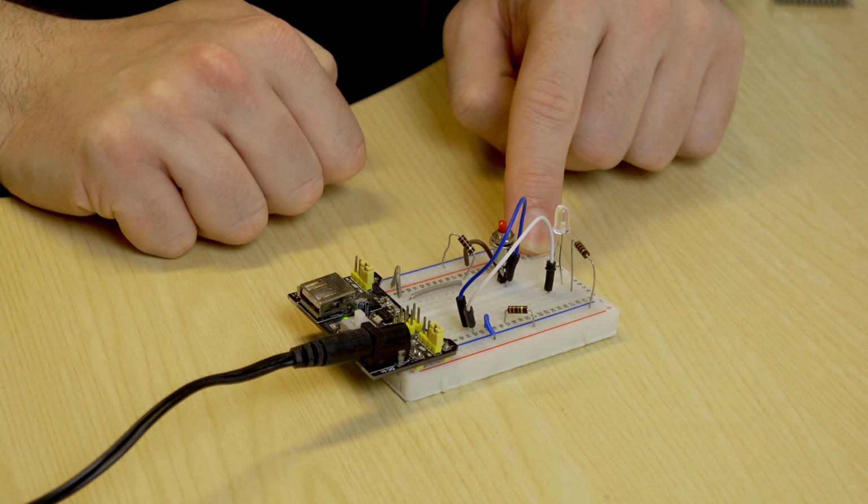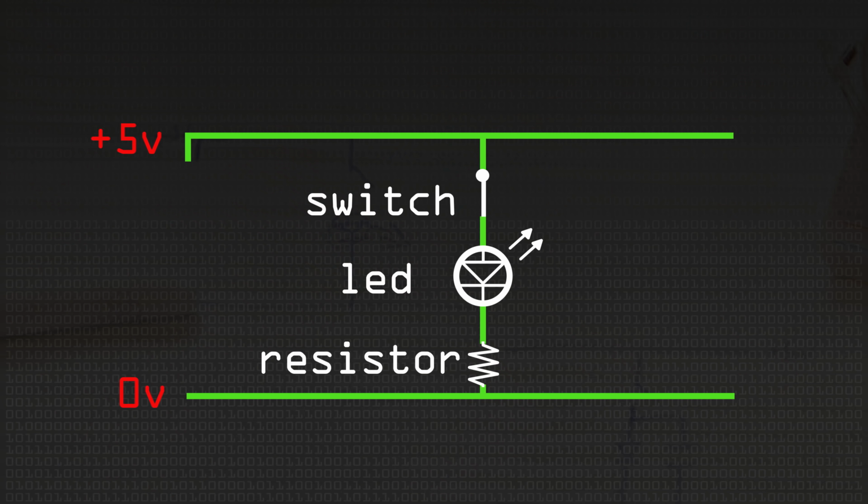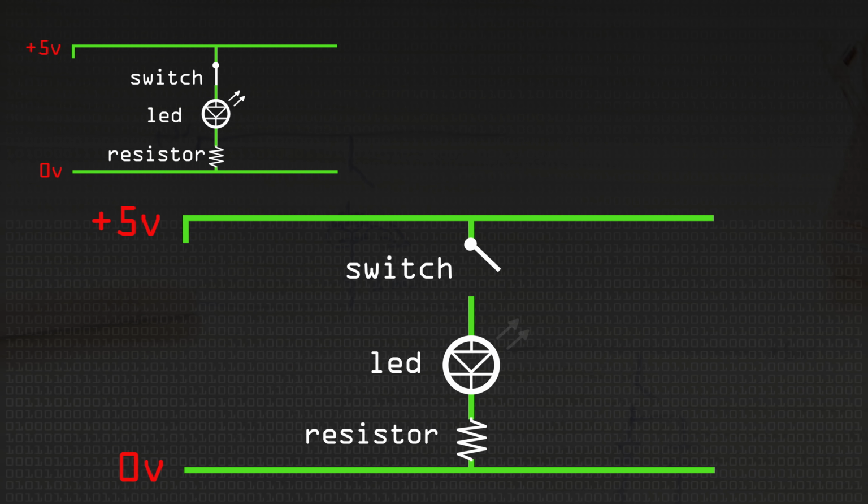But let's also modify that circuit slightly so that we've got a capacitor in there. And what we're going to do is wire it up. So we've got 0 volts, our return down here. We've got +5 volts here. And we're going to put the capacitor in parallel with the LED. So we're still going to have our switch, and we're going to have the LED and the resistor. But alongside that, we'll have the capacitor as well.